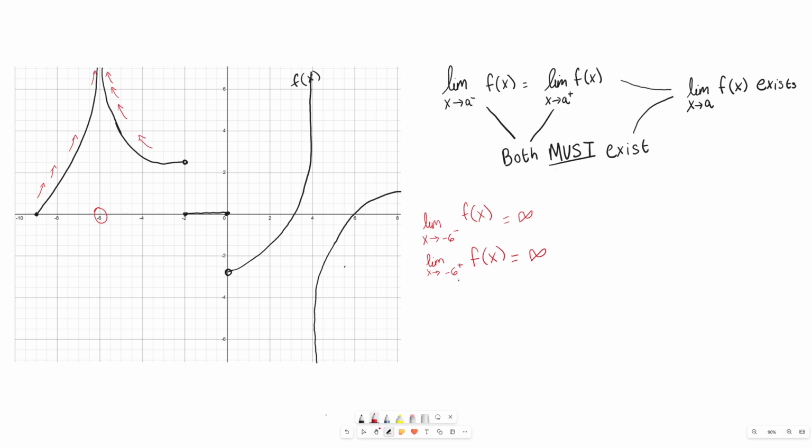So, same thing. Now we have determined that the limits do exist from the left and the right. Next, we have to determine if they're equal. And infinity equals infinity, so yes, they're equal. They're going the same direction, so yes. Limit as x approaches -6 of f of x does exist.